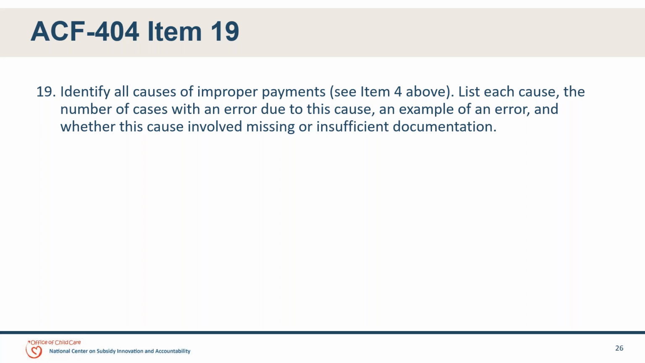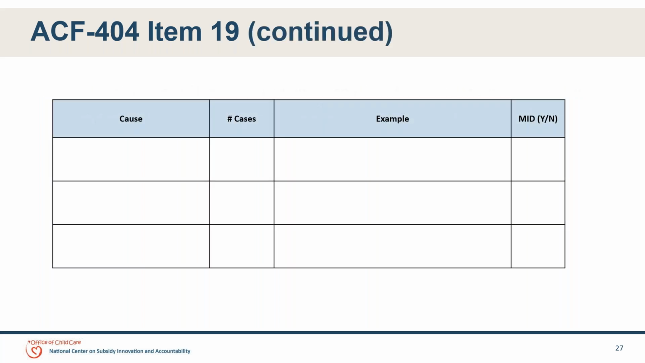All right, in item 19, you're asked to identify all improper payment error causes. And for each cause, you tell us what it is, you give us the number of cases with that, an example, and whether it was caused by missing or insufficient documentation. And let's show an example. So this item is presented as a table with each row representing one error cause.